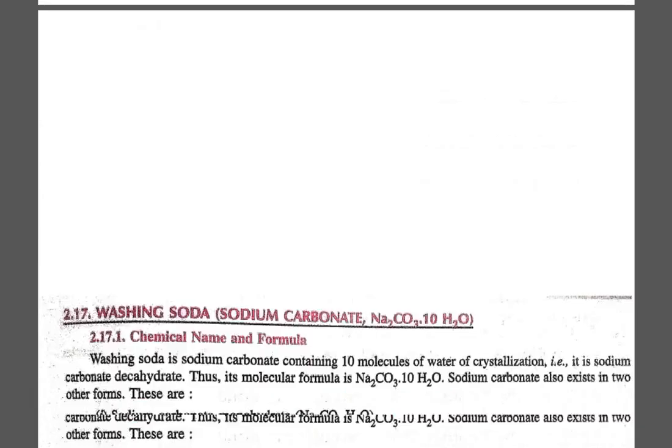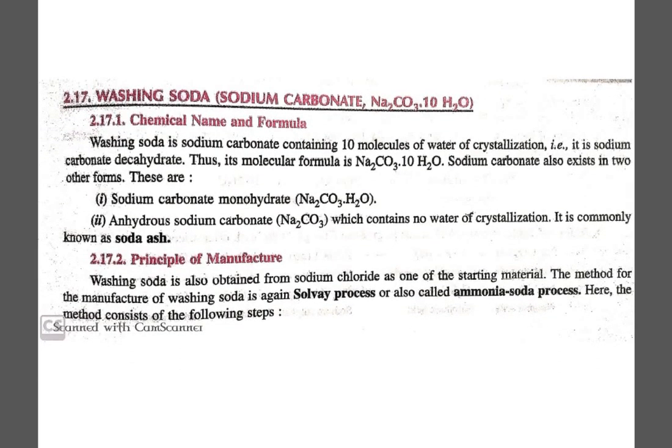Now, these are the whole notes which you can note down. Chemical name is sodium carbonate decahydrate, and the formula is Na2CO3.10H2O. Then sodium carbonate also exists in two other forms: sodium carbonate monohydrate, that is just one water molecule of crystallization, and anhydrous sodium carbonate, and this anhydrous sodium carbonate is called soda ash.